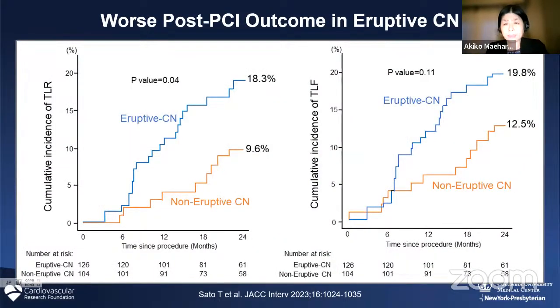And then we ask, what is the long-term outcome? And I was quite surprised. Actually, the outcome is completely opposite to what I expected, meaning the eruptive calcified nodule has almost 2 times worse outcome compared to the non-eruptive calcified nodule.